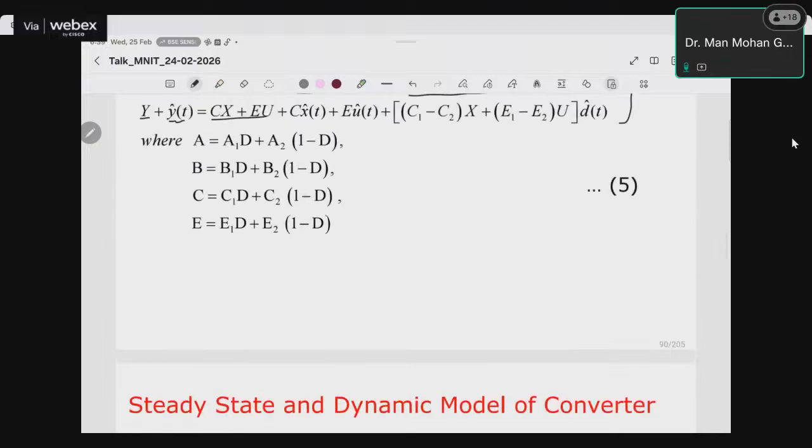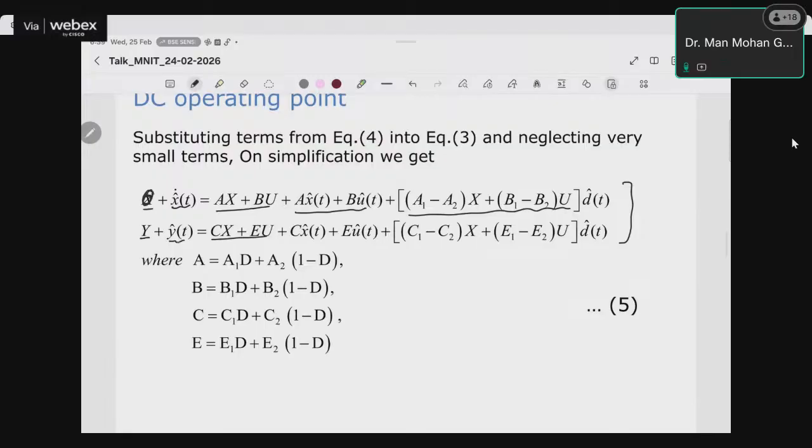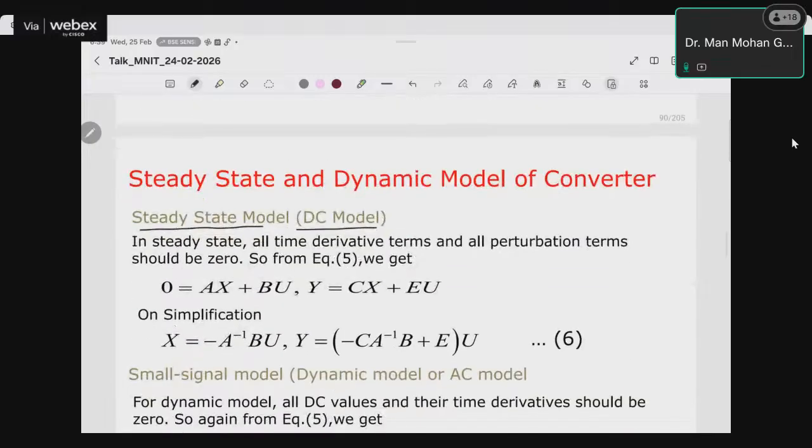So here, 0 is equal to Ax plus Bu, y equal to Cx plus Eu. That's what we write. If you simplify this, then this becomes minus Ax equal to Bu, so you can write Ax equal to minus Bu. Now you can pre-multiply A inverse on both sides. A inverse into A is the identity matrix, multiplied by X is X itself, equal to minus A inverse BU.